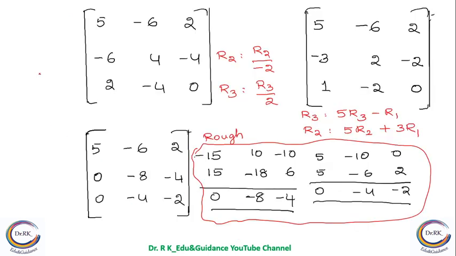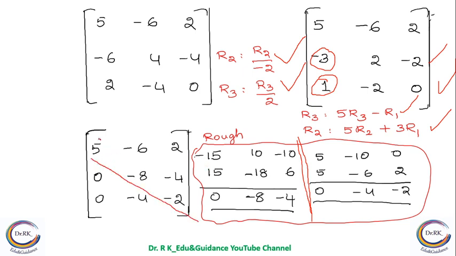Some operations are as shown here: R2 is R2 minus 2, R3 is R3 by 2, then this matrix. Then to make these elements zeros, the corresponding operations are on R3. The rough work corresponding to these operations is shown here; you can go through it. After these operations, this is what we are getting. Still one more is left, so we have to go further with one more operation to make this a matrix of echelon form.